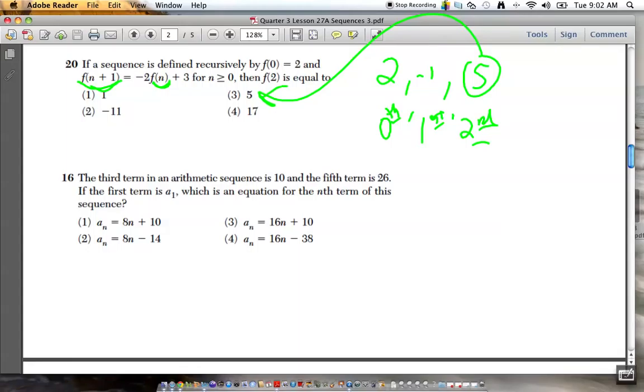Okay, hold it. If the third term in the sequence is 10 and the fifth term is 26, ready? Blah, blah, blah, 10, blah, blah, blah, 26. Which is an equation that will figure out the nth term? Hold it, what's the common difference here, guys? How do you know the common difference is 8? How much am I going up here? And how many places was that? So therefore it is 8. This is 18, 2, negative 6, and that would set up my formula.